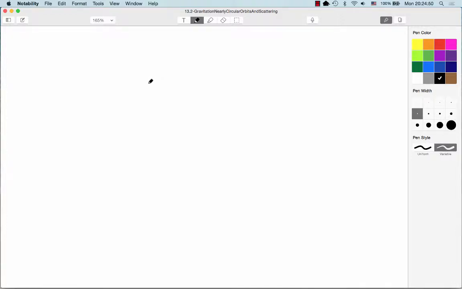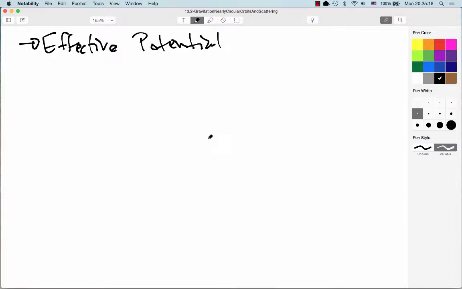Okay, so now we're going to start to tackle the issue of stability of orbits and then eventually get into scattering. Before we do that, though, I want to introduce the idea of effective potential. Okay, so let's go back to where we started.